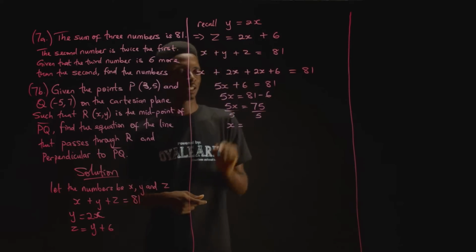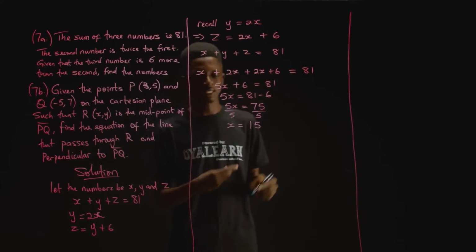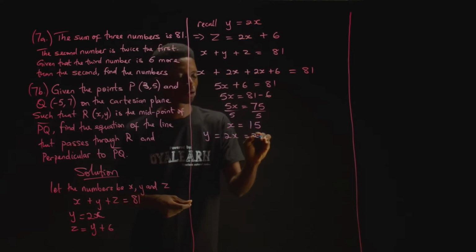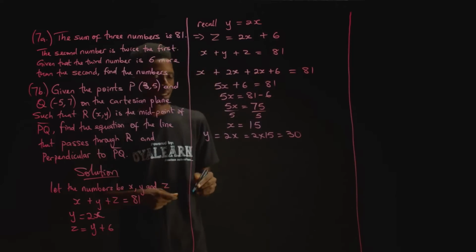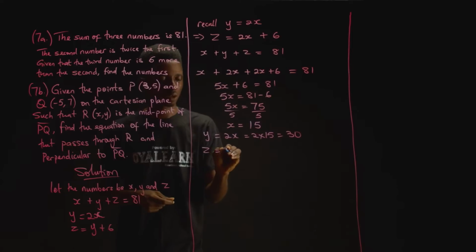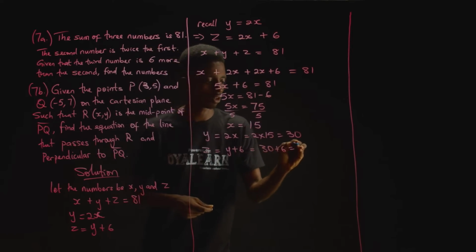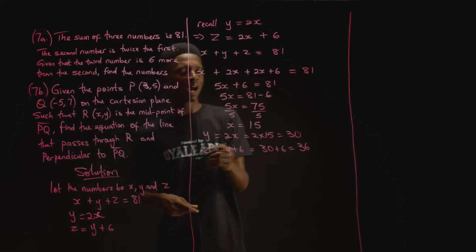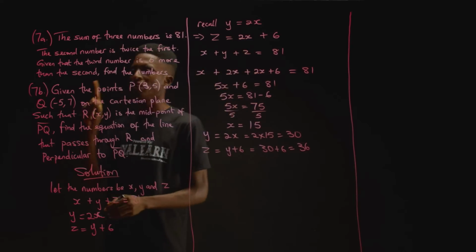And then x equals, now 5 in 7, that is 1, remember 2. In 25, we have 5. So x is 25. Then y equals 2x, which is 2 multiplied by 15 to give us 30. And then z equals y plus 6, which is 30 plus 6 to give us 36. So now we know x is 15, y is 30, and z is 36. And that is for 7a.